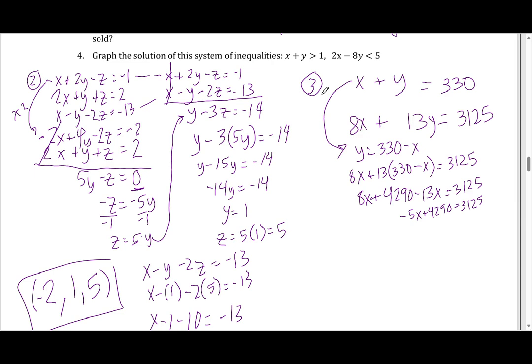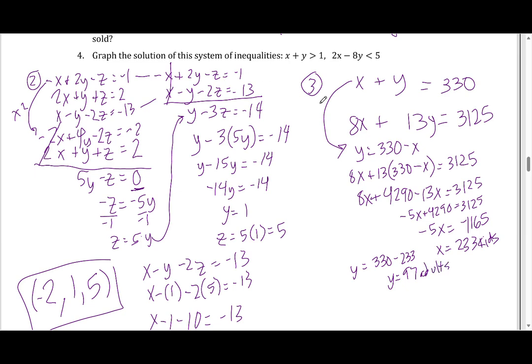Let's go ahead and subtract 4,290, and you get negative 5x equals negative 1165. Dividing both sides by negative 5, you get 233. Remember, that was the kids' tickets. So I go ahead and put kids right there, or the children's tickets. And then the adults, we can plug that into our substitution equation up here. Is 330 minus 233, which is 97 adult tickets.